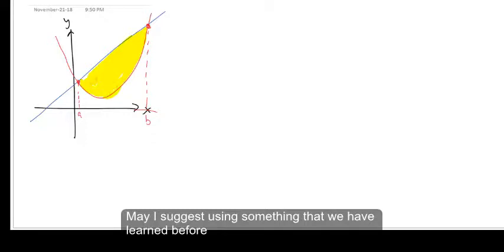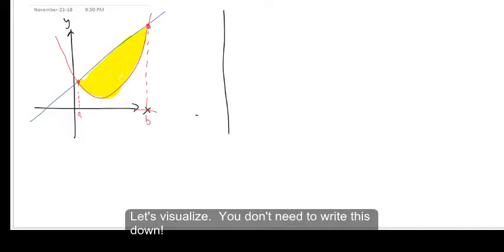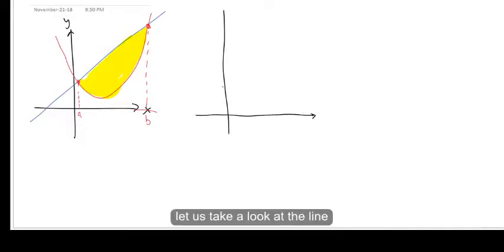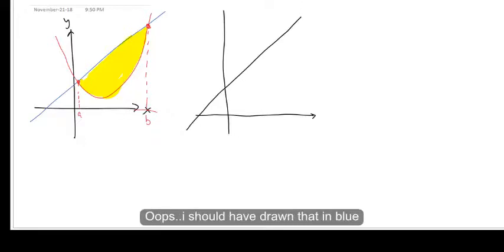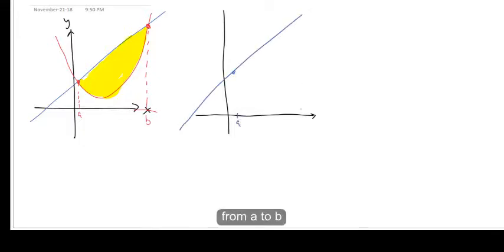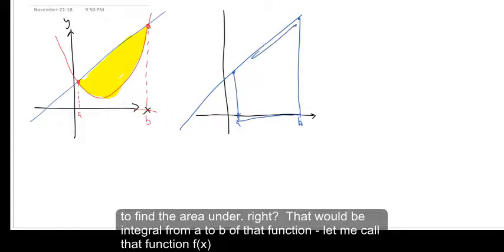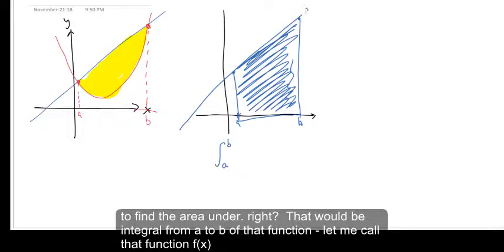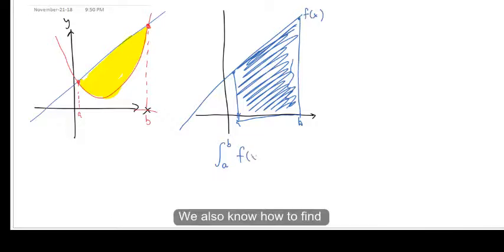May I suggest using something we've learned before? Just visualize, you don't need to write this down. Let us take a look at the line, from A to B. We know how to do this, to find the area in here. Right? That would be the integral from A to B of that function. Let me call that function f of x. Right?